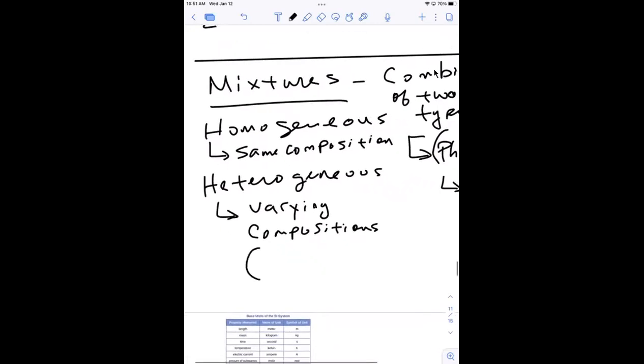A good example of this would be Italian dressing. If you eat that, you can take out a spoonful of Italian dressing, and you might have 3 red peppers in that spoonful. You take another spoonful out, you might have 1 piece of red pepper and 10 pieces of garlic, right? So a heterogeneous mixture varies in composition from point to point.